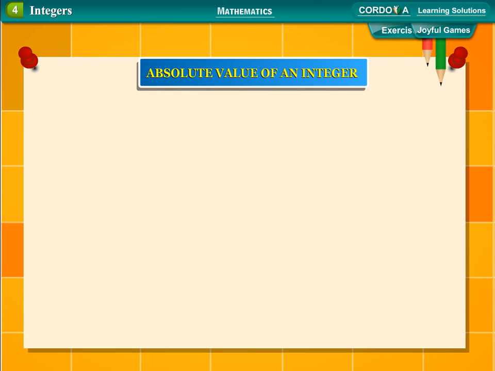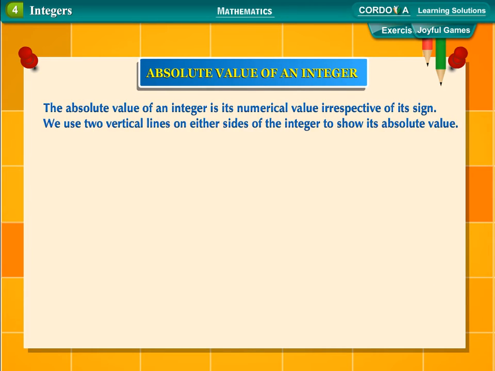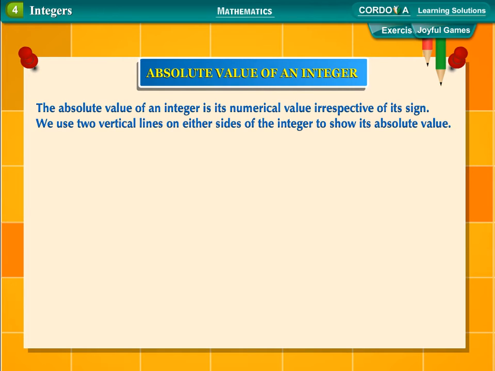Absolute value of an integer. The absolute value of an integer is its numerical value, irrespective of its sign. We use two vertical lines on either side of the integer to show its absolute value.